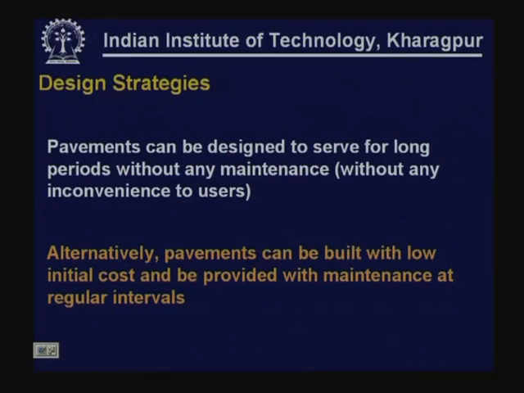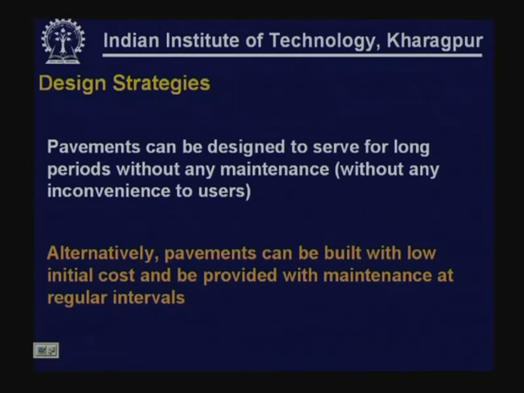Pavements can be designed to serve for long periods without maintenance. This is one approach. That means you have to spend a lot of money initially and expect that it does not have to be maintained over the next 5 years, 10 years, except for very small maintenance. Alternatively, you spend less money initially and then expect that every 2 years, 3 years or every 5 years there is going to be some amount of periodical maintenance that is required.